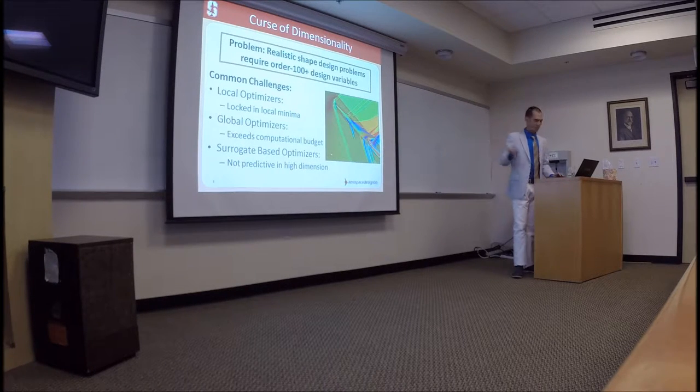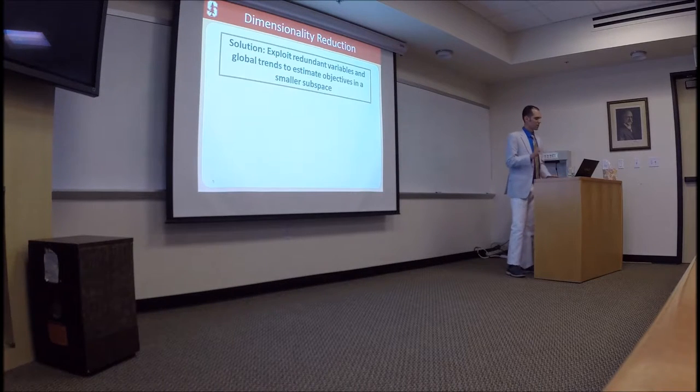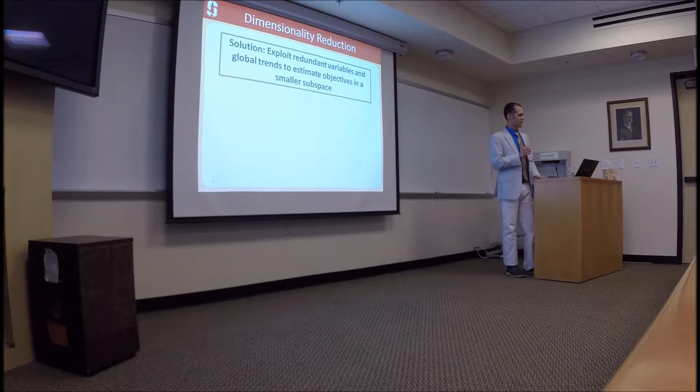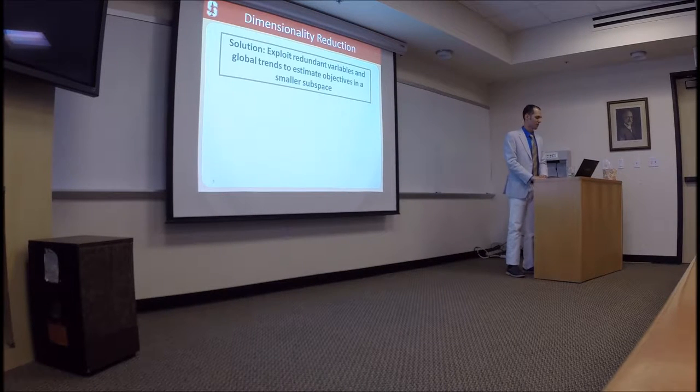Surrogate-based optimization tries to strike a balance between these two by constructing an inexpensive approximation of the objective with a reasonable number of function evaluations. However, these approximations tend not to be predictive in high dimension. A good rule of thumb is no more than 10 dimensions. The solution I will present today works around this by exploiting redundant variables to find a low dimension subspace that captures the global trends of the objective function.